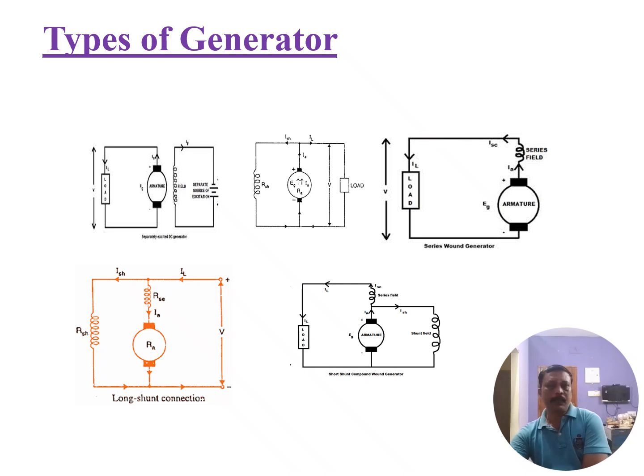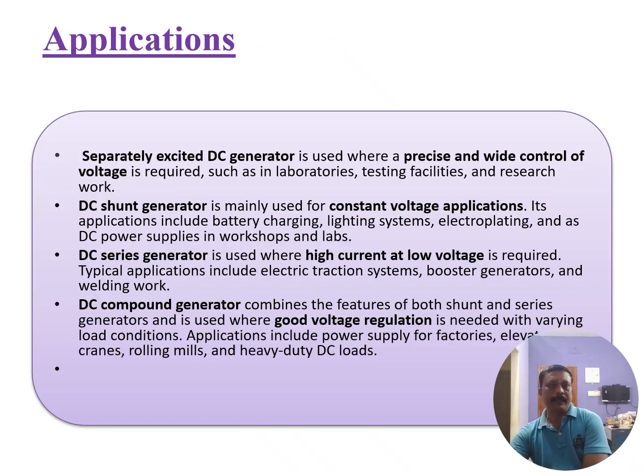Next, we will discuss the applications of generators. The separately excited DC generator is widely used where precise and wide control of voltage is required, such as in laboratories, testing facilities and research work. The DC shunt generator is mainly used for constant voltage applications. Its applications include battery charging, lighting systems, electroplating, and as a DC power supply in workshops and labs.